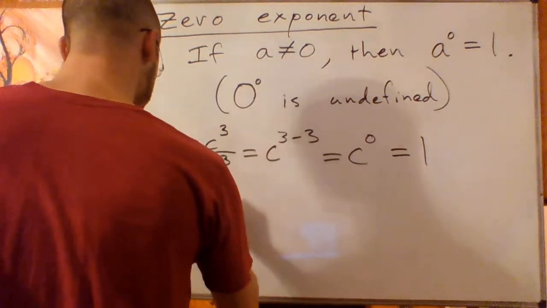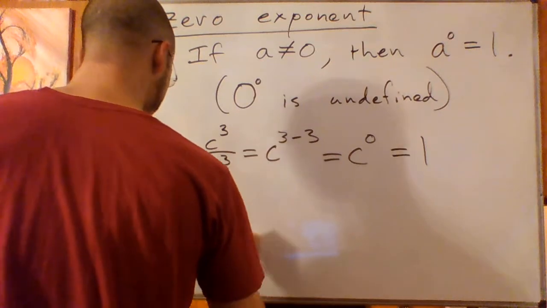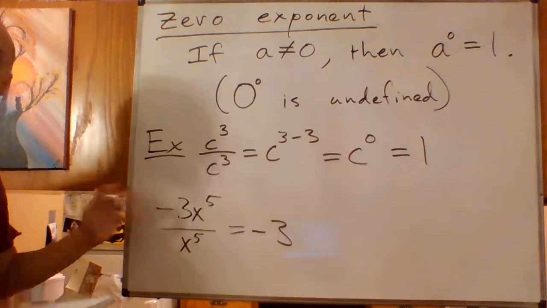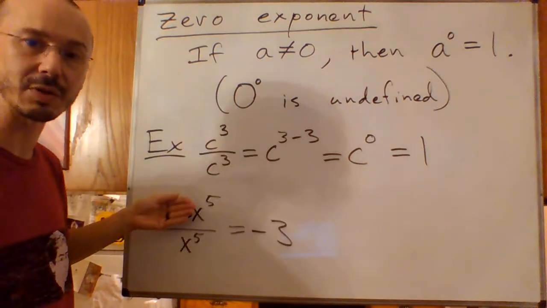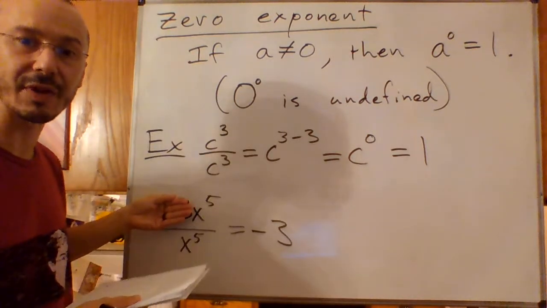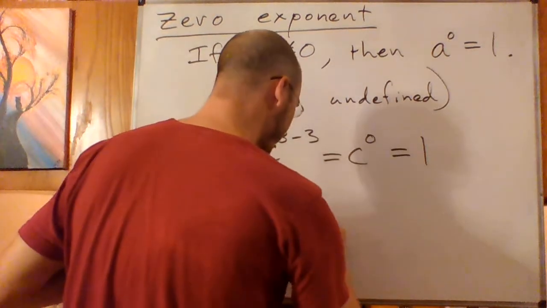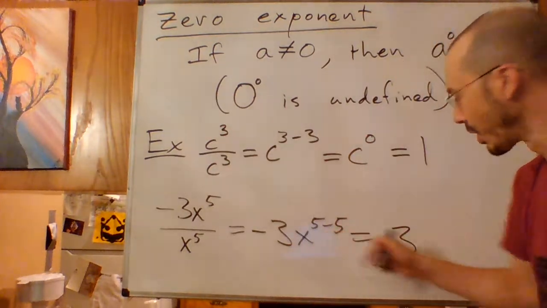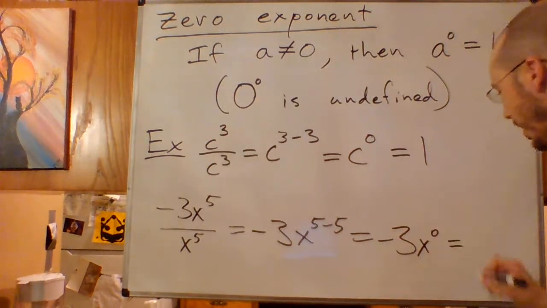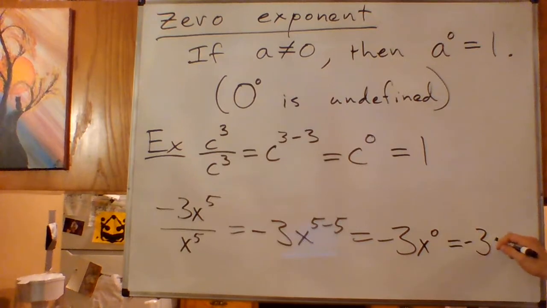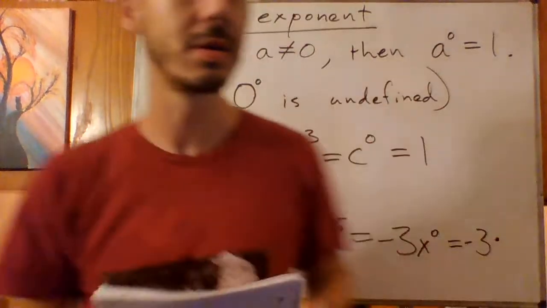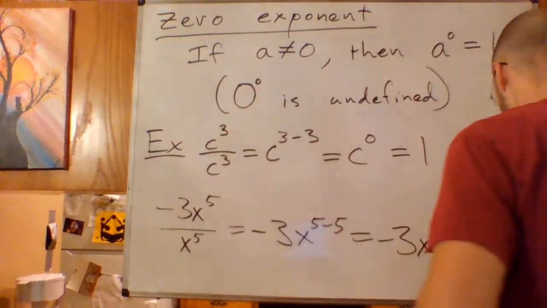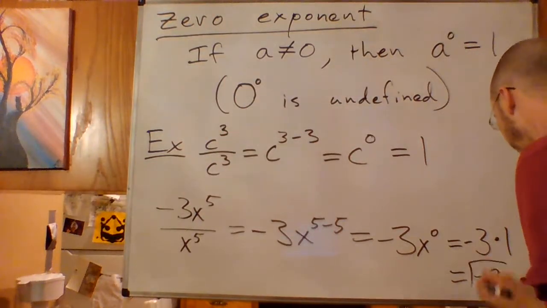Negative 3x to the 5th divided by x to the 5th. For this one, the negative 3 is kind of its own thing. There's nothing similar to it. But the rest of it, x to the 5th over x to the 5th, that's x to the 5 minus 5, or x to the 0. And this is negative 3 times x to the 0, which is 1. So this whole thing is just equal to negative 3.